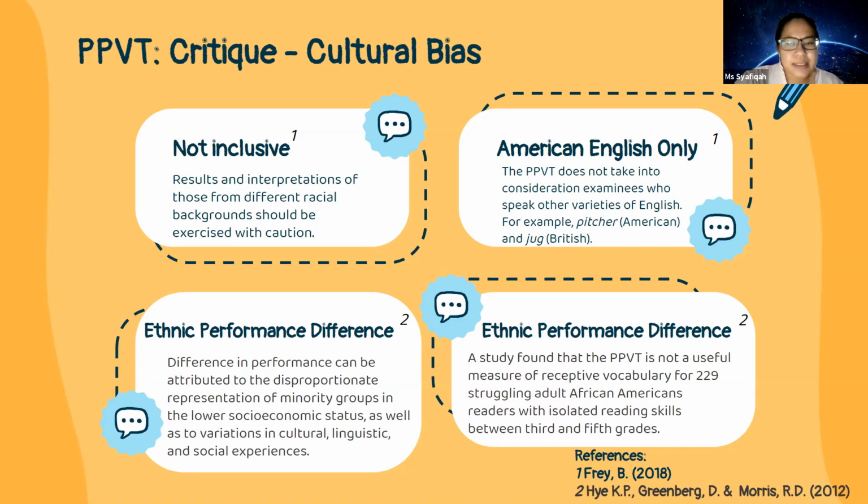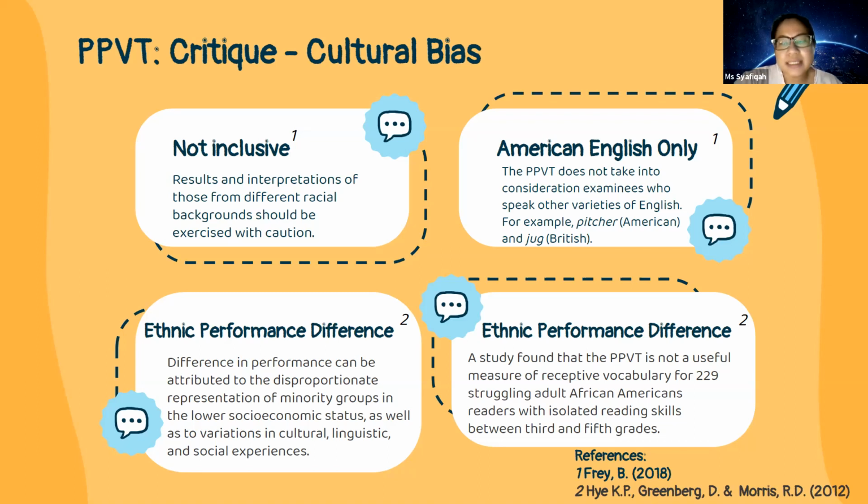A study conducted by High, Greenberg, and Morris also showed that there's a performance difference when it comes to ethnic minorities who take the PPVT. Why is there a performance difference? It could be attributed to the disproportionate representation of minority groups in the lower socioeconomic status, as well as, of course, variations in cultural, linguistic, and social experiences of ethnic people.